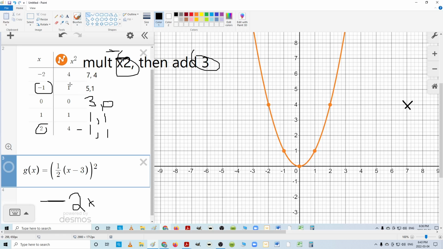And I'm going to do 5, 1. And 3, 0 is the same as it was. And I'm going to do 1, 1. Shares the same point again. And negative 1, 1. Oops, that one I did wrong. So times negative 2 is negative 4. Add 3, negative 1, 4. There we go. Right there.